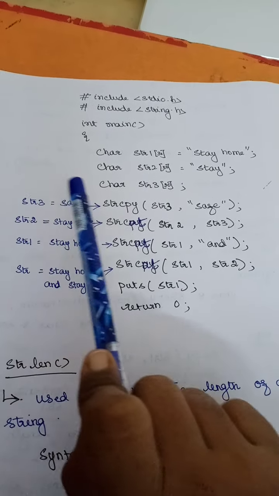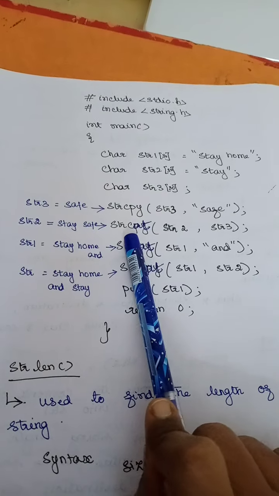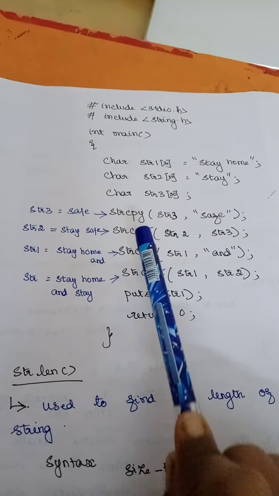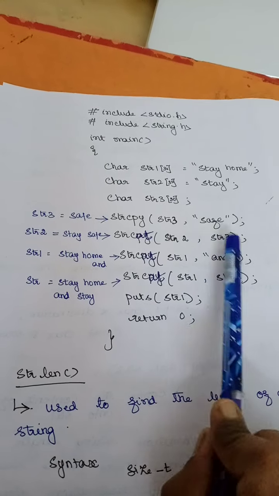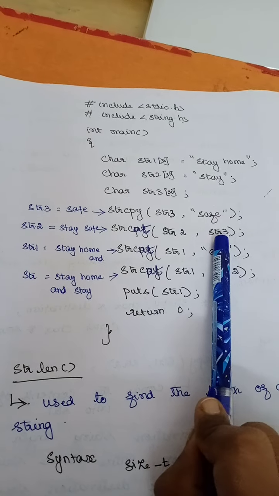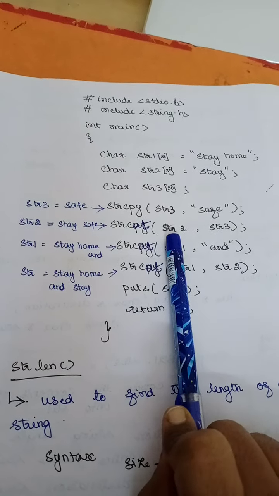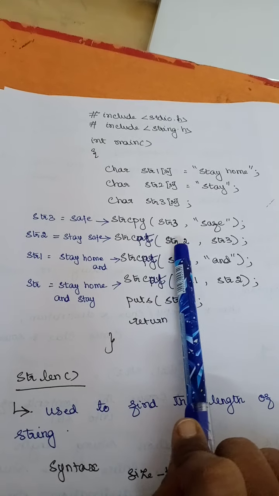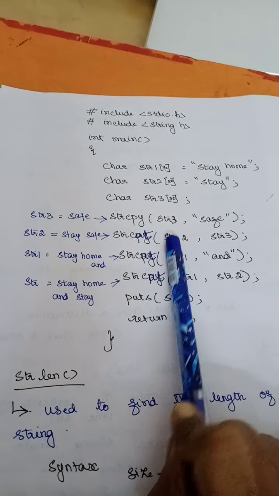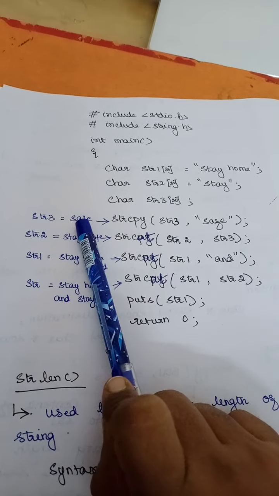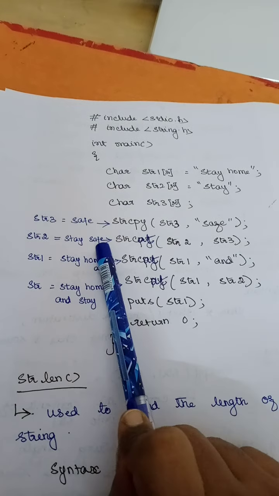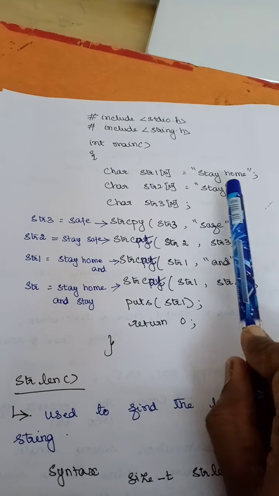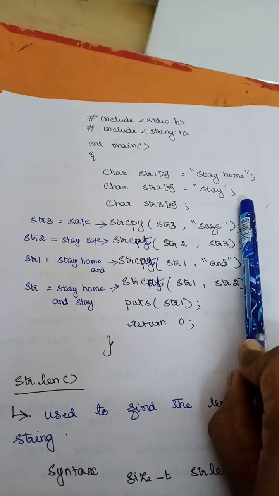So in str3 I will have "safe", and then I have used the strcat library function. It's not strcpy. So in strcat I am going to attach what? str3 to str2. strcat means what? Concatenation. So str3 will be added to your str2. So what is my 3? My 3 is going to be "safe". "Safe" will be added to str2. So in str2 I am going to have "stay safe", right?